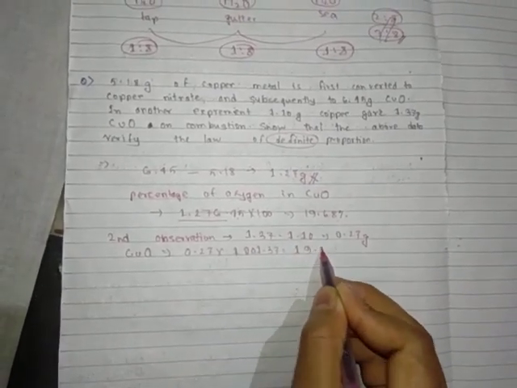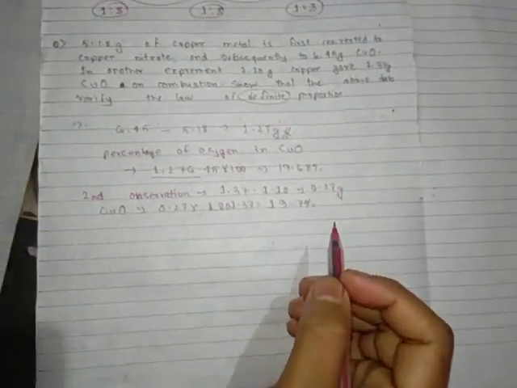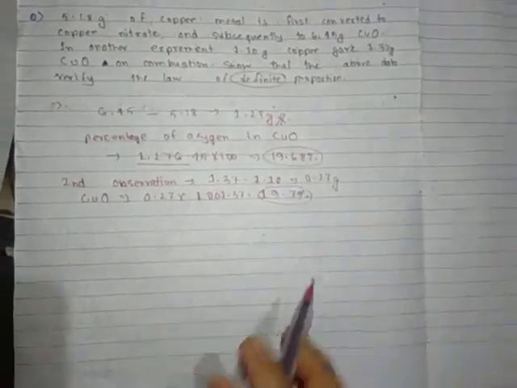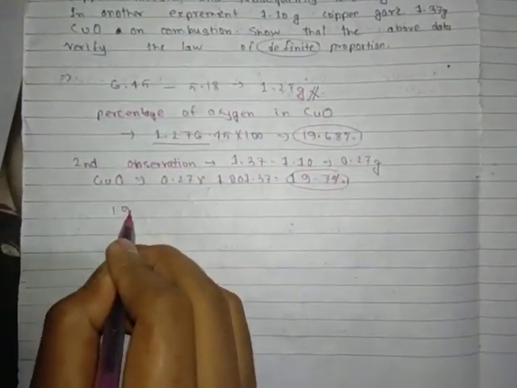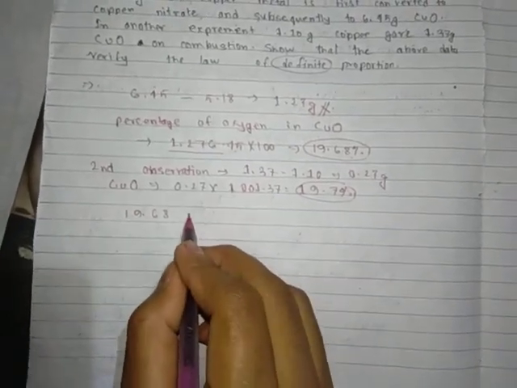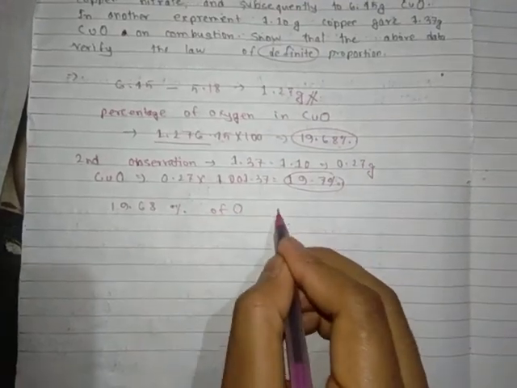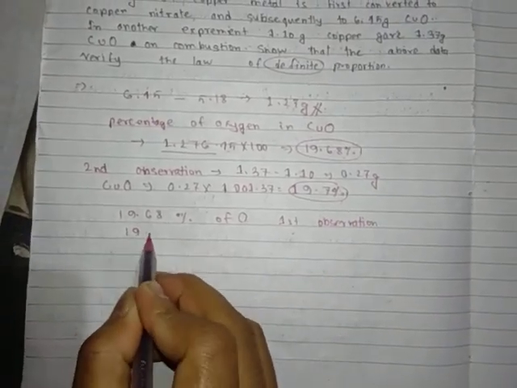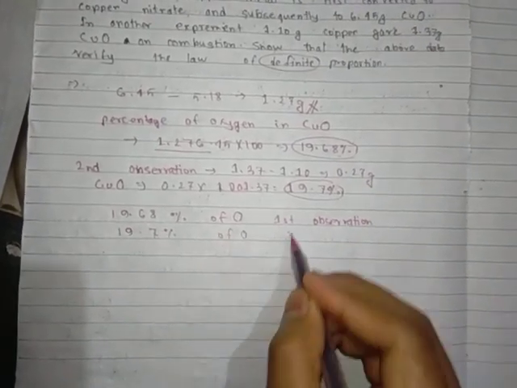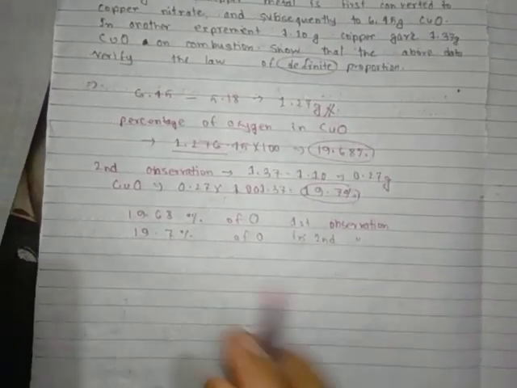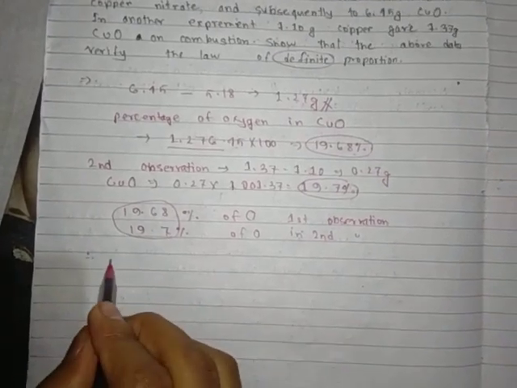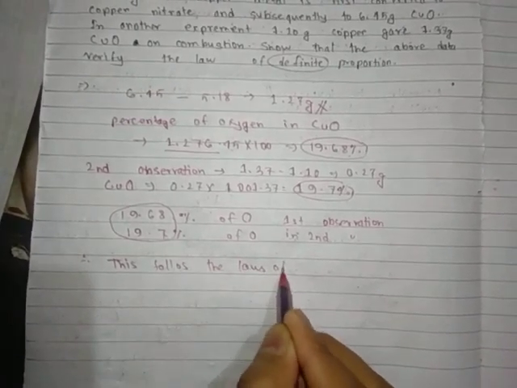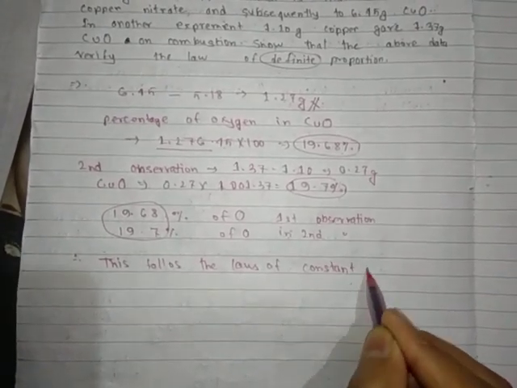So it will come 19.7%. So it has given us 19.7%. So here we got 19.7%, and another percentage we got here is 19.68%. Very good. So here we can see one is 19.68% oxygen in the first observation, and another we got here is 19.7% of oxygen in the second observation. Thus we can easily say that this follows the law of constant proportion.